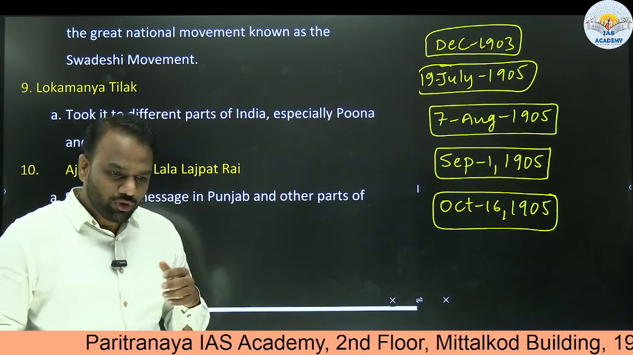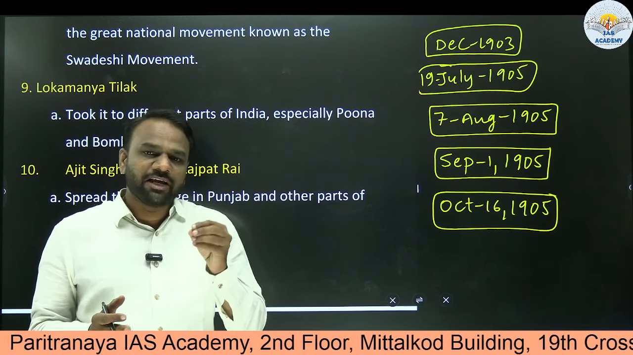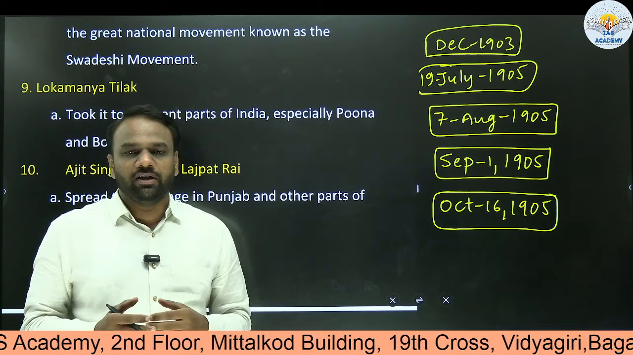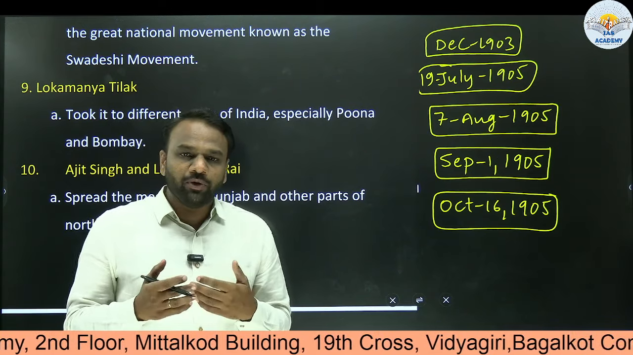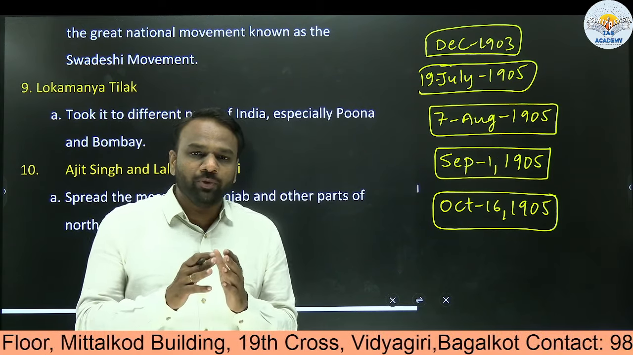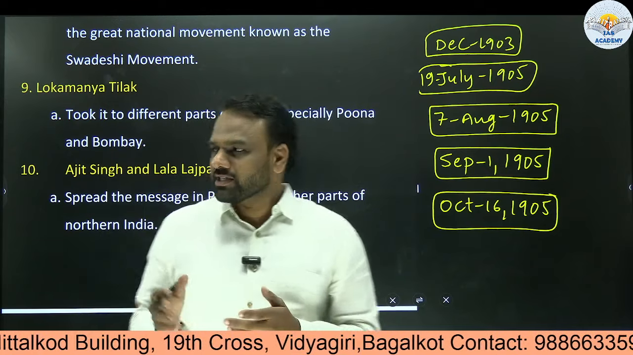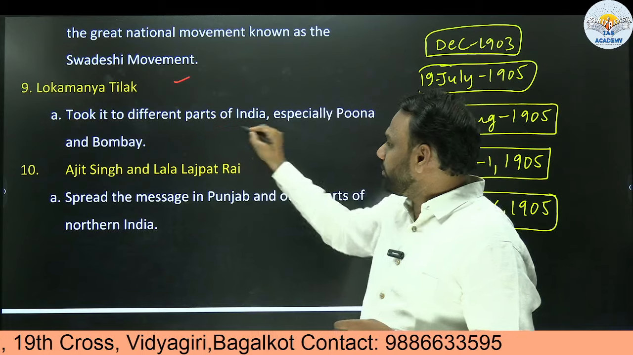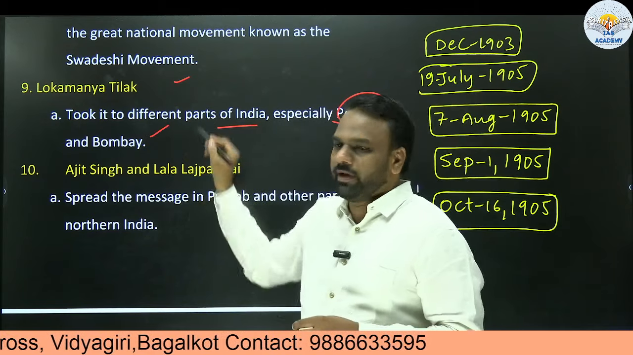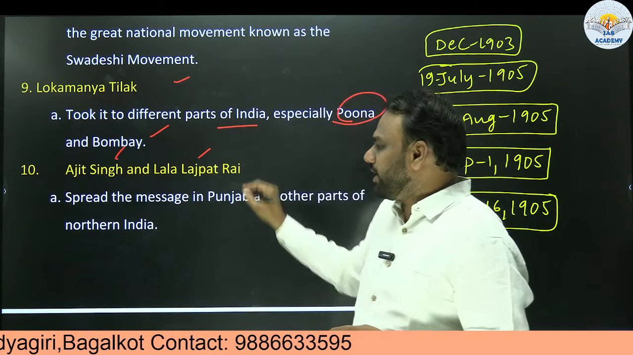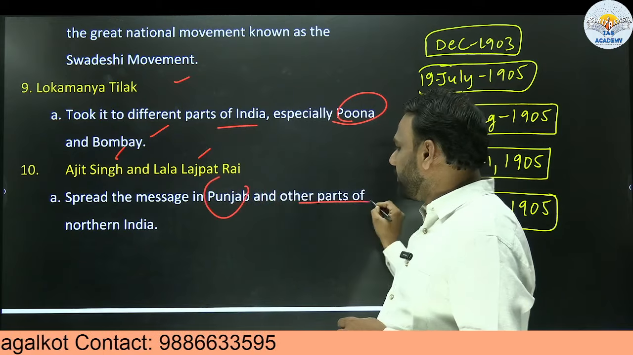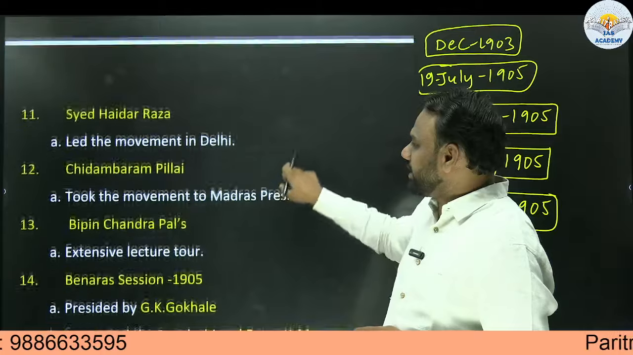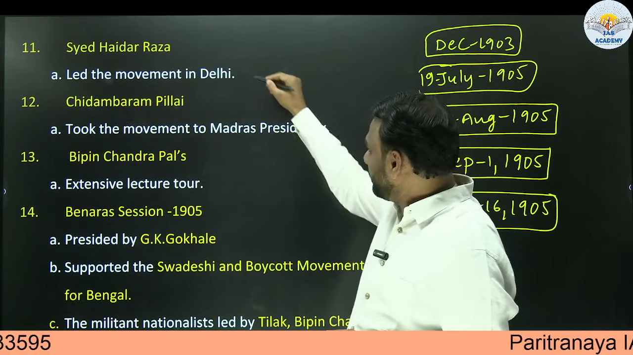Similarly, when it comes to Mains, we know that in the syllabus it has been explicitly mentioned: different contributors from different parts of the country. From that perspective, we need to know who the personalities were who took the movement to different parts of India, so these names are important. Lokmanya Tilak took it to different parts of India, especially Pune and Bombay. Ajit Singh and Lala Lajpat Rai spread the message in Punjab and other parts of northern India. Next, Syed Haidar Raza led the movement in Delhi.